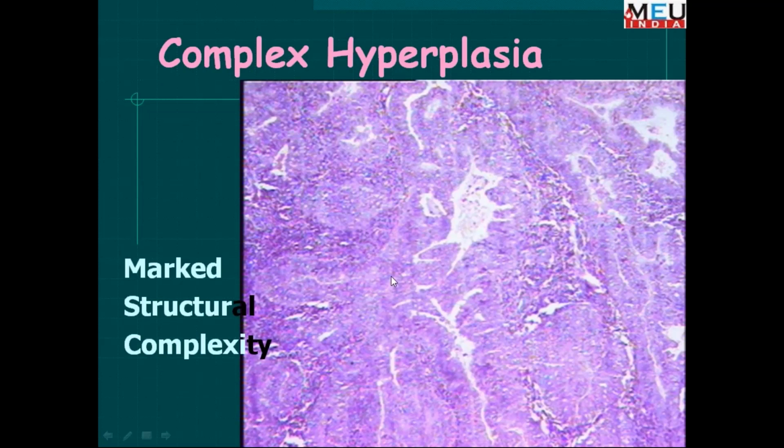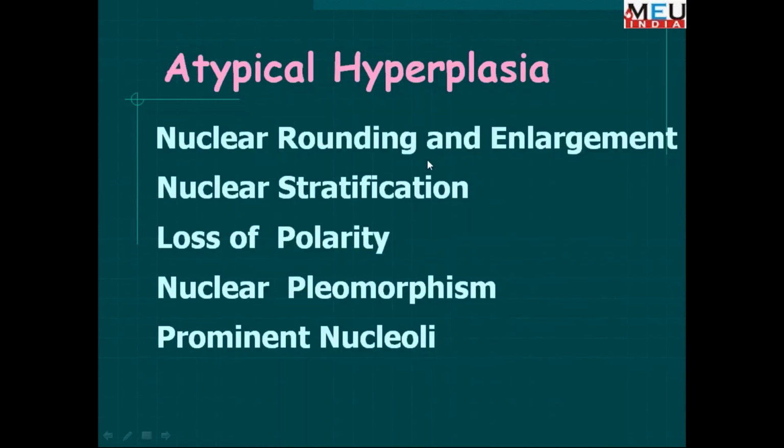The glands are very irregular. We start finding mitotic figures, and in the atypical variant we get nuclear rounding and enlargement. The nuclei come together, so they are stratified and close to each other. They lose their polarity, that is, they are not parallel to each other. We also find features of malignancy, that is nuclear pleomorphism and prominent nucleoli, depending upon which stage we are working.